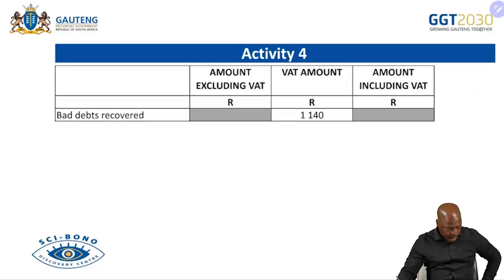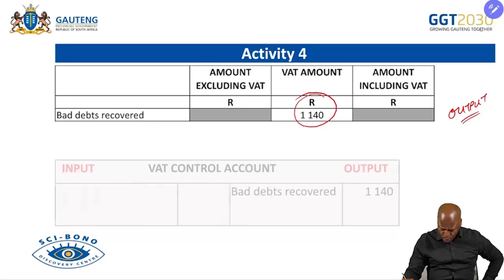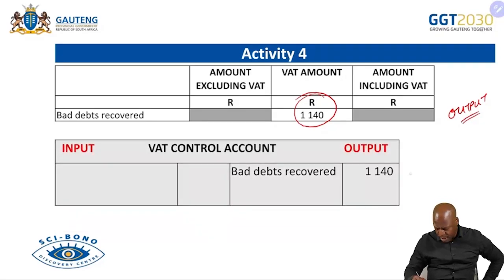And then the next one now is bad debts recovered. This rings a bell, isn't it? We did one like this earlier on today. Bad debts recovered. Okay, so when you have bad debts recovered, we have established already that it goes to your output VAT, and then the amount is 1,140. So I'll come here, bad debts recovered 1,140. Where? On the output VAT.